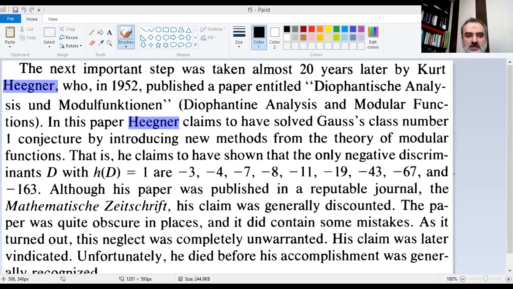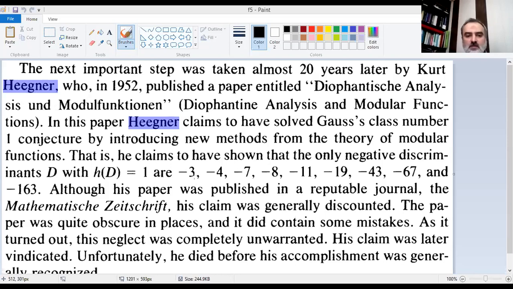Then the next important step was taken by Heegner, and this is interesting because he related this to modular functions. So this is quite related to Ekin Osman's talk. What he did was, through a construction which today is known as Heegner point constructions, show that indeed Gauss's list is complete.